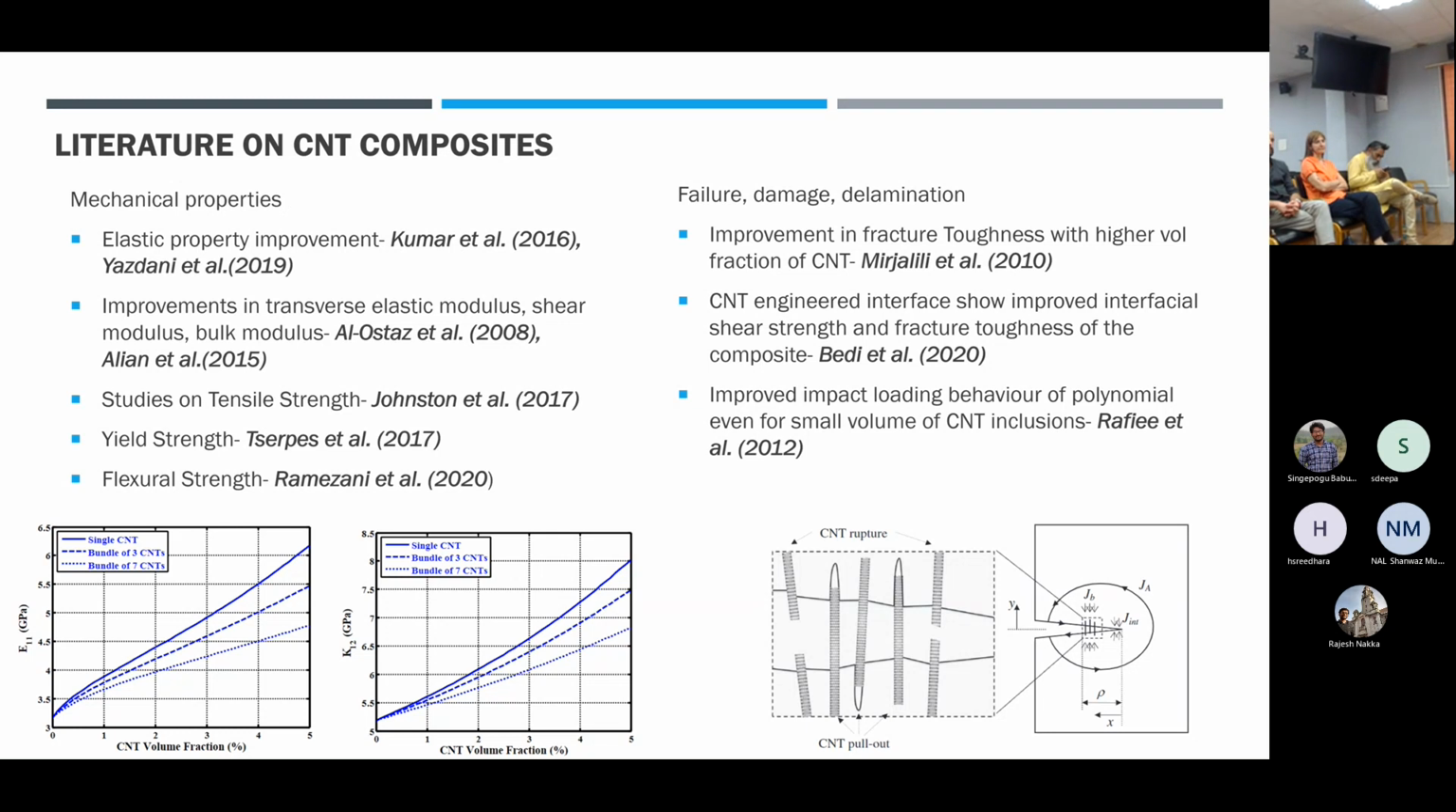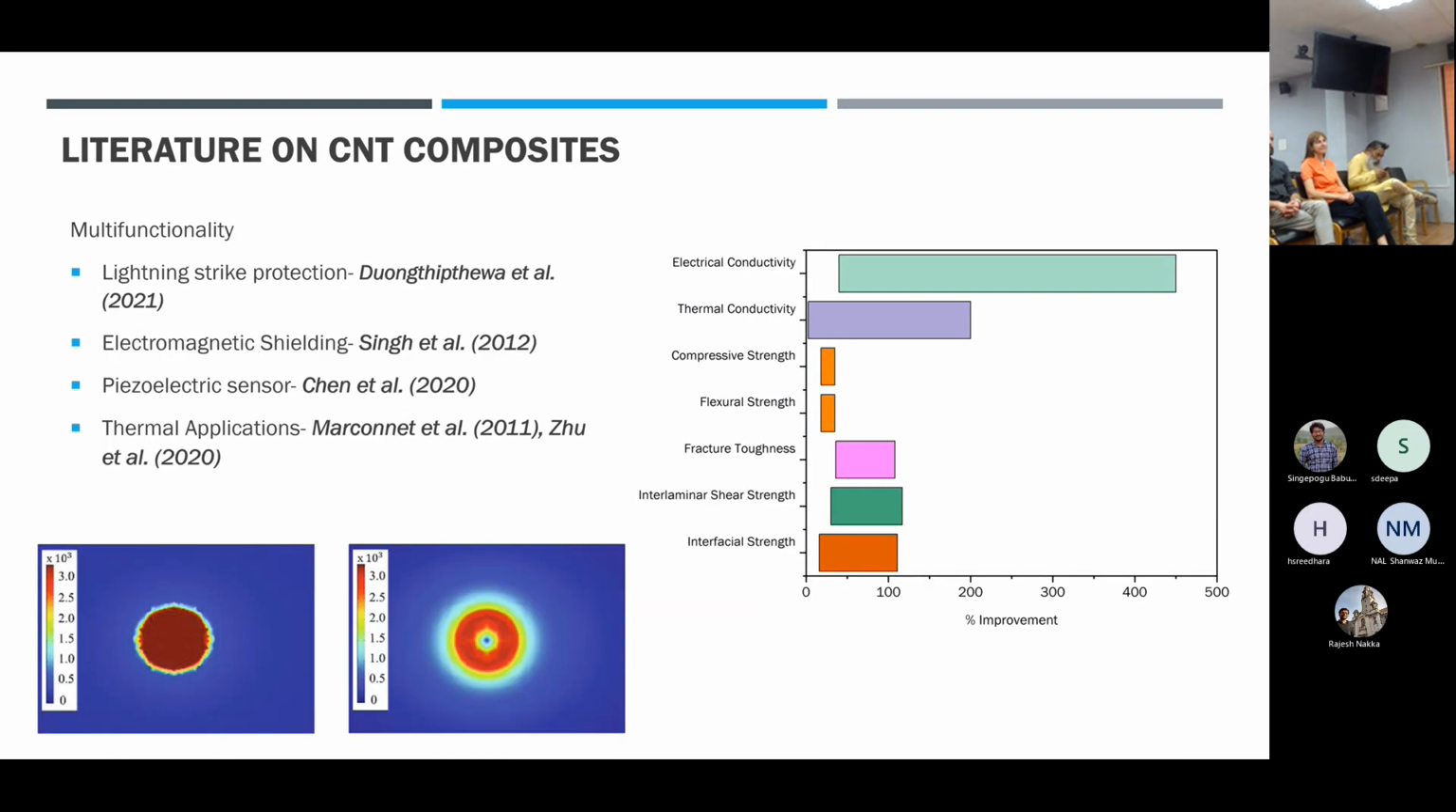And again, CNT engineered interfaces help to improve the fracture toughness of the composite and improve the interfacial shear strength, because CNTs bring in a huge structural added functionality. Also, impact loading has been affected by using CNTs. Here you can see a figure which shows how the fracture crack could be arrested by the use of the carbon nanotubes. Coming to the multifunctionality part, it can help for lightning strike protection, electromagnetic shielding, piezoelectric sensors, as well as thermal applications.